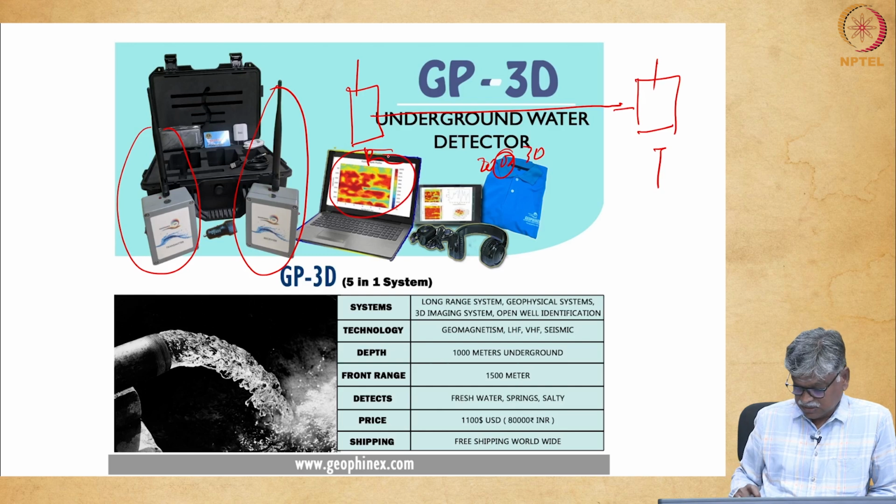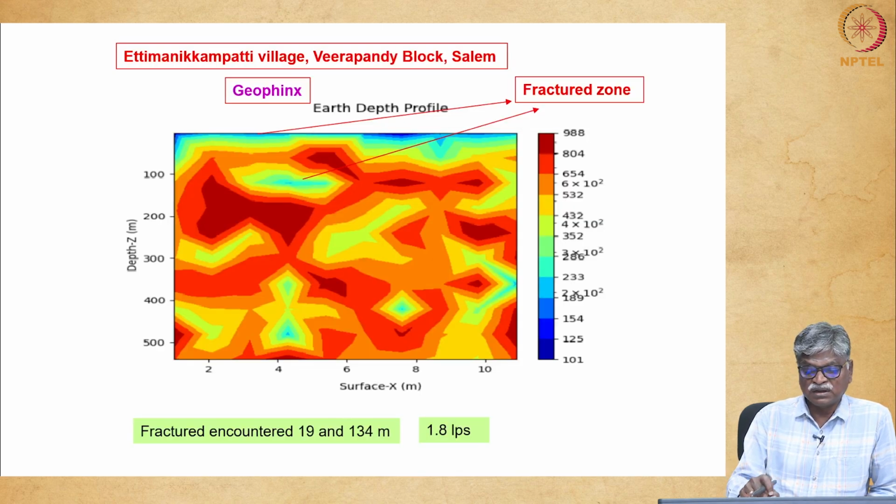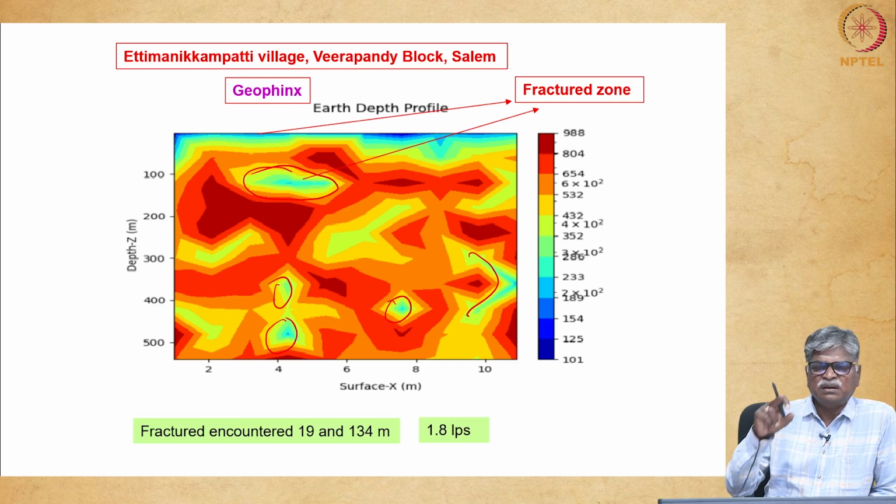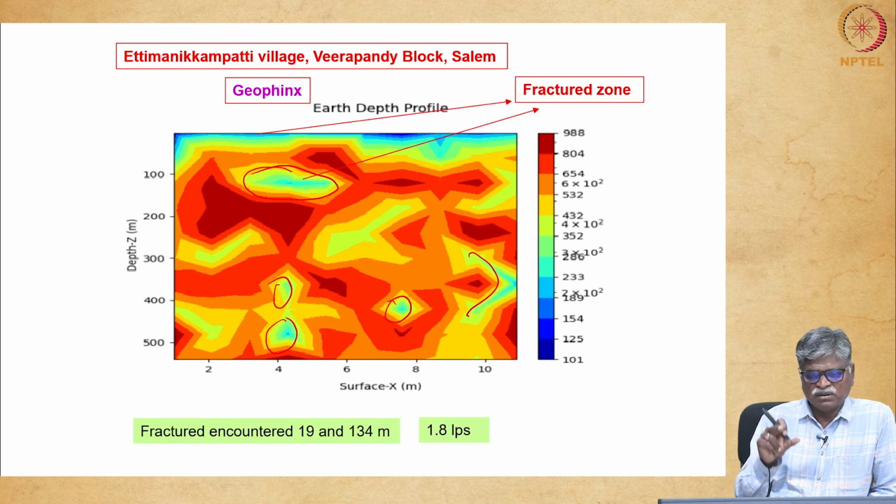From that figure we can see this is the fracture, this is also fracture, this is also fracture. This type of fracture you will get within 30 meter horizontal and 300 meter depth. Easily you can find out within 10 minutes. It will trace your subsurface formation: where the fracture is, where the massive is, where the weathering zone is. You will get that within 10 minutes.